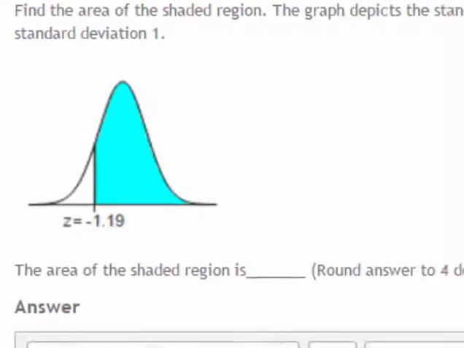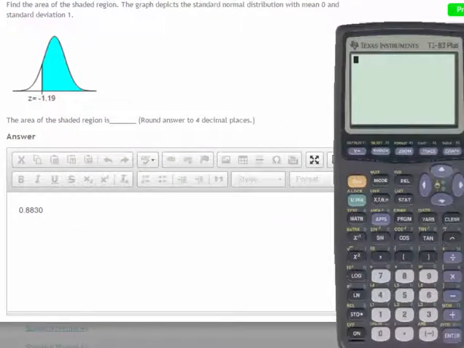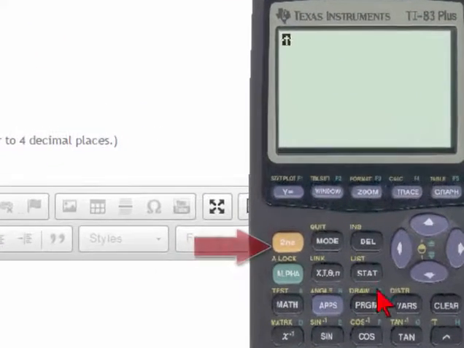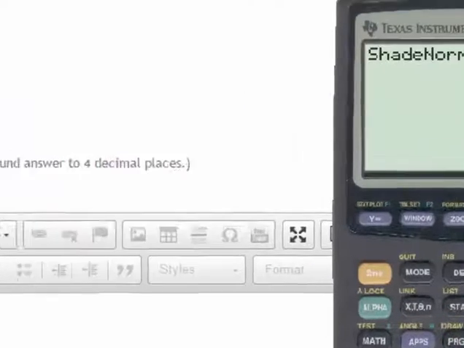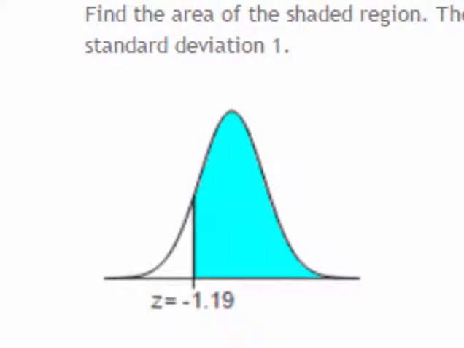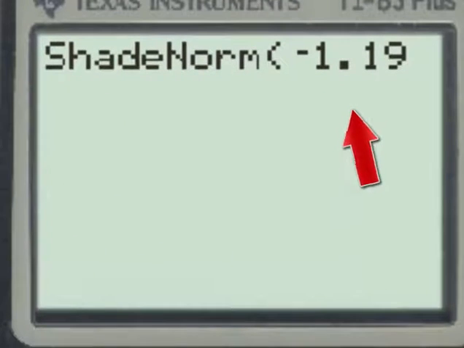To shade this normal curve and see the shaded area, we'll go to the second distribution draw button and select out the shade normal function. Since we're shading the normal curve from the z-score of negative 1.19 and above, we first put in the z-score of negative 1.19 into the shade normal function.